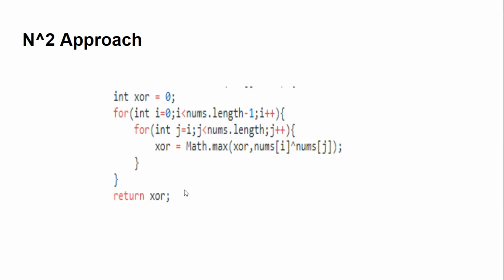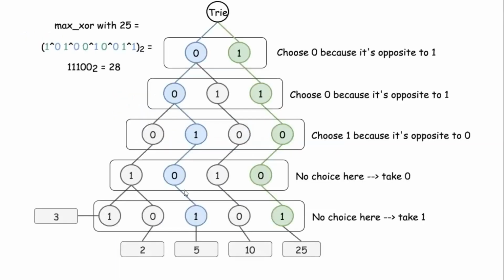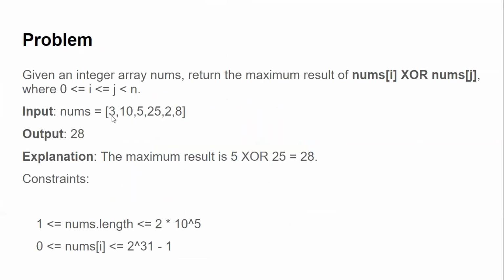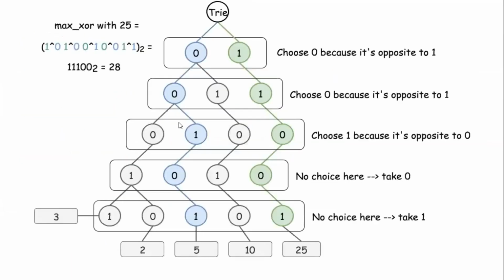Let's say if you want to optimize further, so let's try to optimize further, and that's where this binary trie will help us. Okay, so from the example, we have the numbers 3, 10, 5, 25, 2 and 8. So I am representing all the numbers. If you can see at the leaf level, 3, 2, 5, 10, and 25. So I am representing them in the binary tree representation.